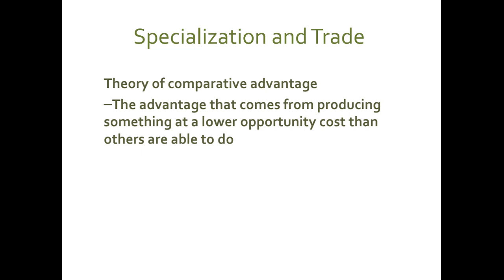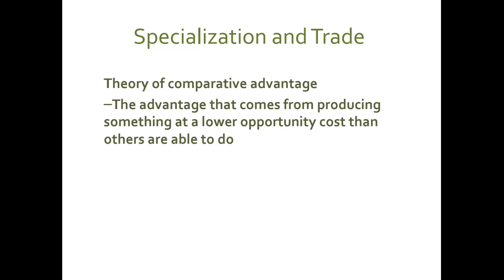Let's see this. The advantage that comes from producing something at a lower opportunity cost than others are able to. So we have introduced this new term that we already discussed in the very first session, that is the opportunity cost, the production possibilities curve, and opportunity cost. Here we are going to use this concept. We will calculate the opportunity cost of producing, and a country will produce and export those products in which they face lower opportunity cost.